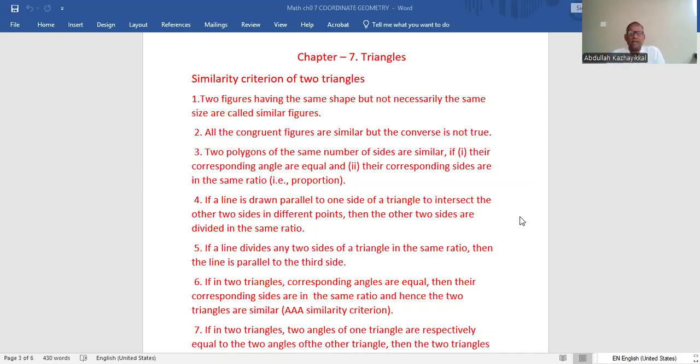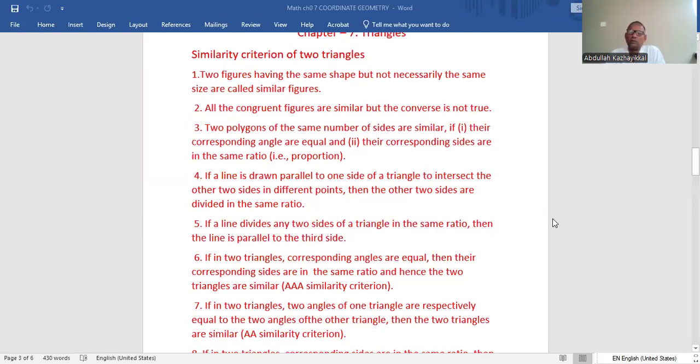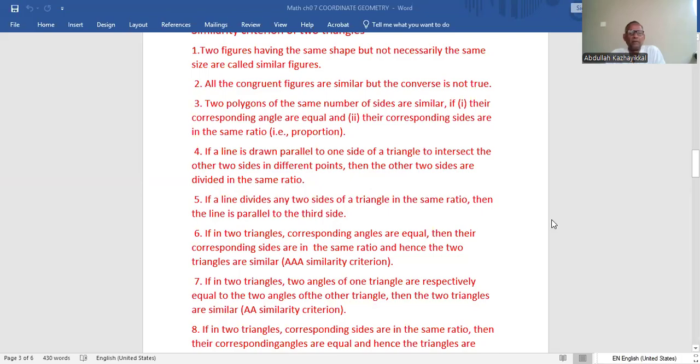Two figures having the same shape and not necessarily the same size are called similar figures. We are talking about two similar figures. All congruent figures are similar, but the converse is not. Two polygons of the same number of sides are similar if their corresponding angles are equal and their corresponding sides are in the same ratio. That means proportion, not equal, same ratio. No need of equal.